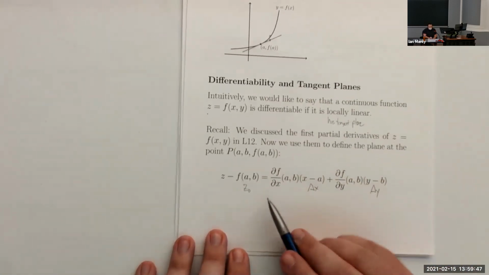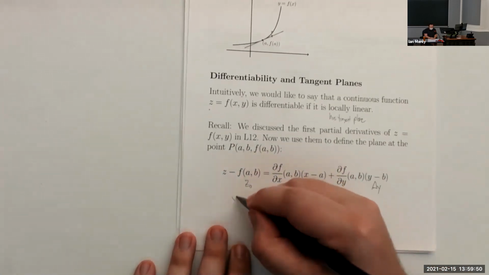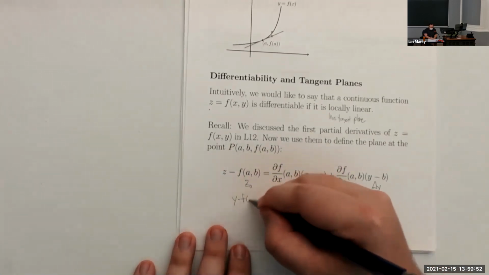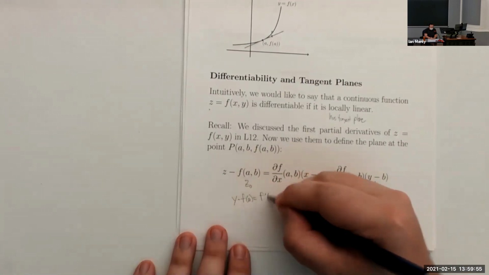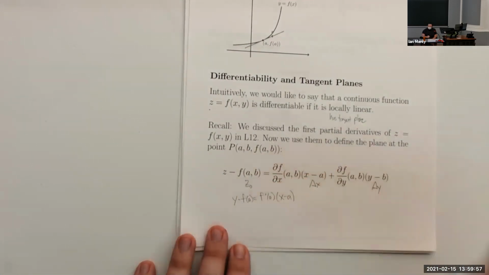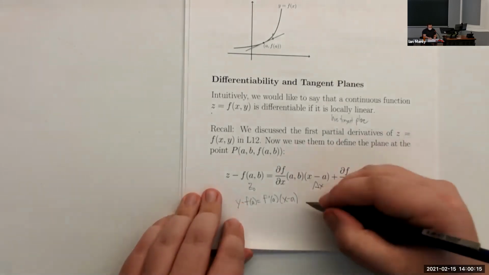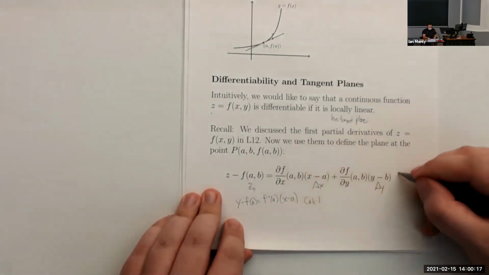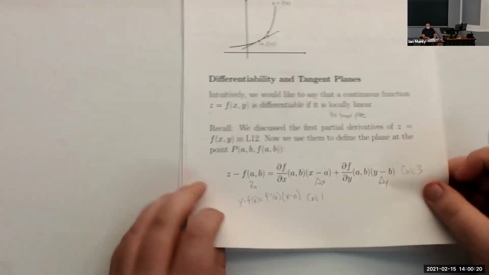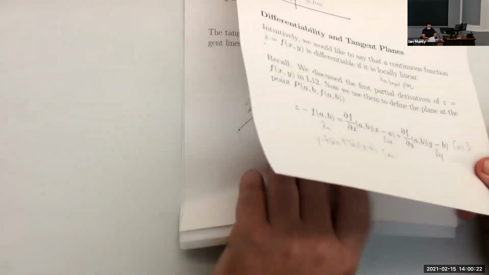A more familiar version of this would be the Calc 1 version, where we had y minus f(a) equals f prime of a times x minus a. All we're doing here is adding in a different direction that we can go in. We have both of our partial derivatives indicating we can move not just in one direction now, but in the x or the y direction. So this is the Calc 1 version, and this is our new Calc 3 version, now that we know what a partial derivative is.